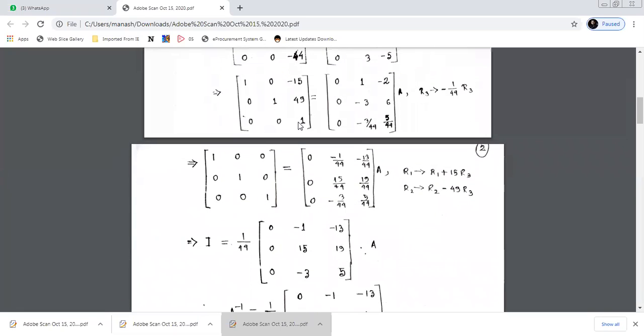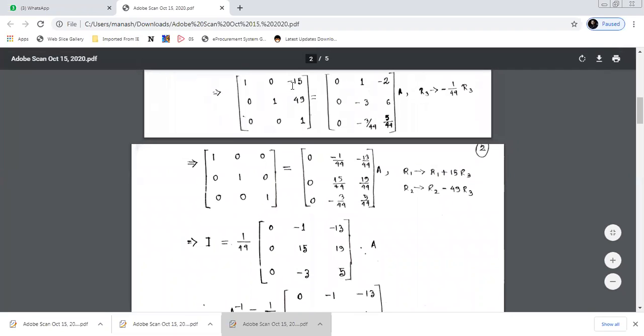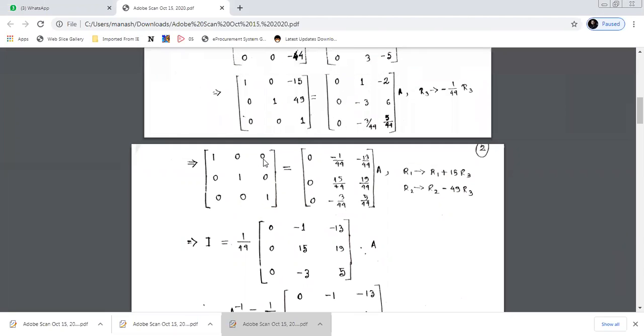So after making this equal to 1, we can easily make this one and this one equal to what? 0. Okay, make these elements and these elements equal to 0. So how can we make this? Row 1 tends to row 1 plus 15 row 3. That means 15 plus 15 becomes equal to what? 0. So it is 0.